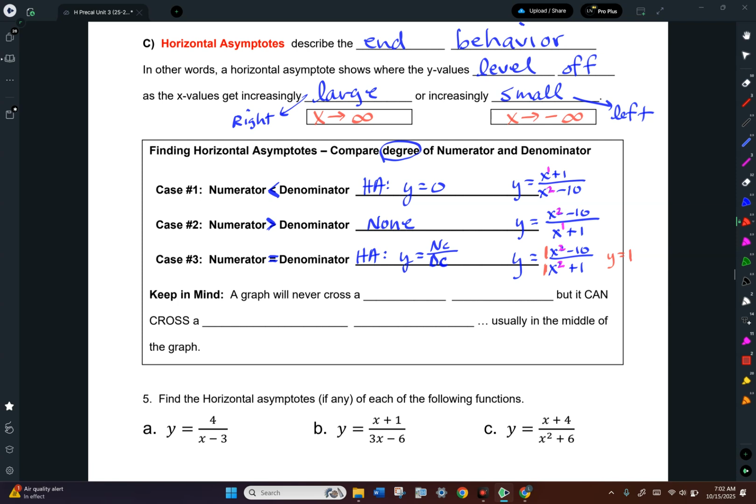Okay? So I'm going to reiterate what I said earlier. Keep in mind, a graph will never cross a vertical asymptote. Okay? But it can cross a horizontal asymptote.